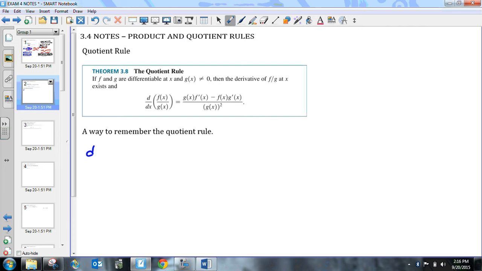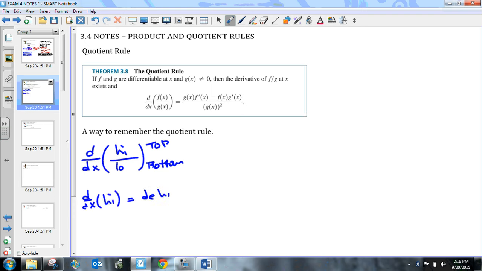If I take the derivative with respect to x of some high function divided by a low function. Now, this one's high because it's up top, and this one's low because it's on the bottom. And so I'm going to denote the derivatives. If I take the derivative with respect to x of the high function, that's going to give me d high. If I take the derivative with respect to x of the low function, that's going to give me d low.